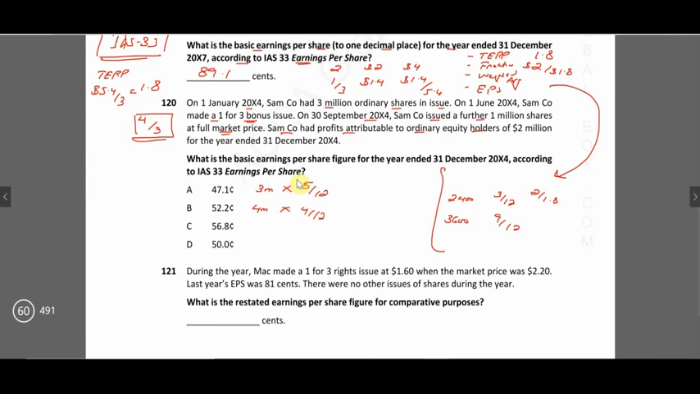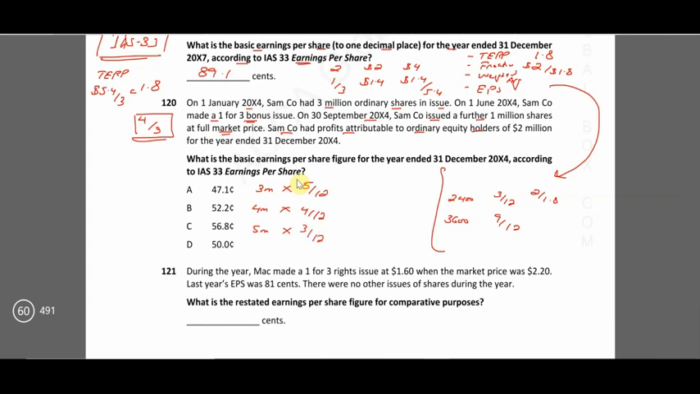On 30th September, Sam issued a further 1 million shares. Now further 1 million shares means the total is going to be 5 million shares. And these 5 million will be for another 3 months, October, November, December. So 3 by 12. This is the simple calculation.